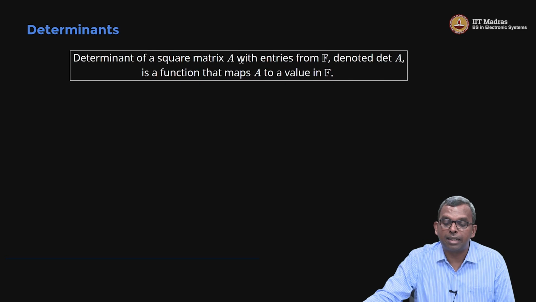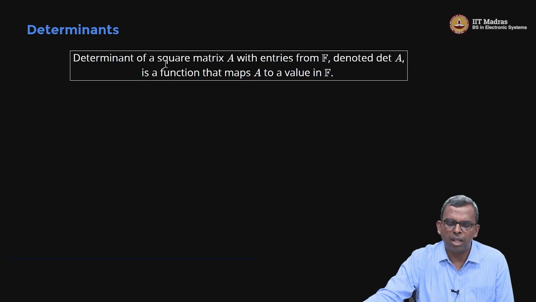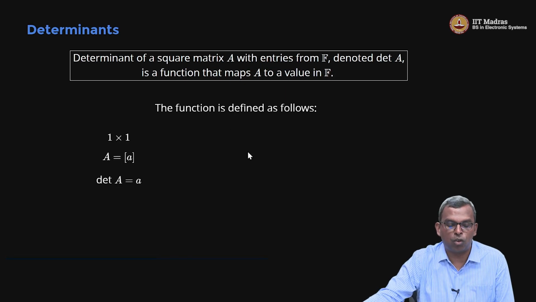The determinant of a square matrix A with entries from F, denoted det A, is some function that maps A to a value in F. What is that function? The function is defined as follows. It's not just any function; it's a very precisely defined function.